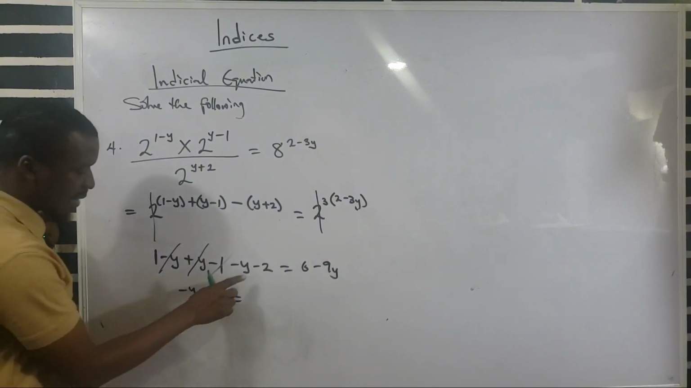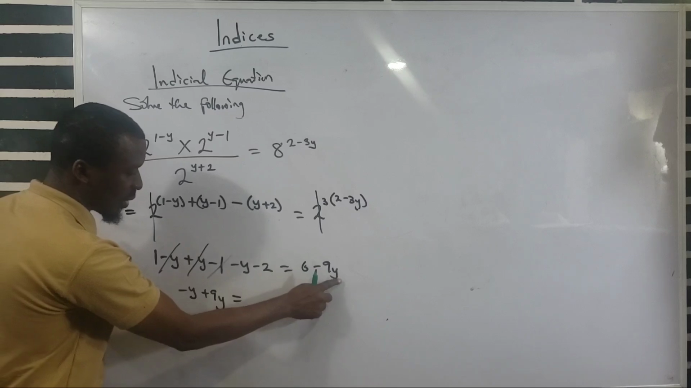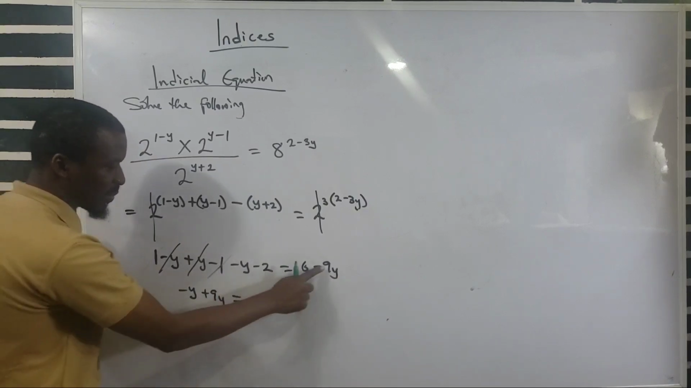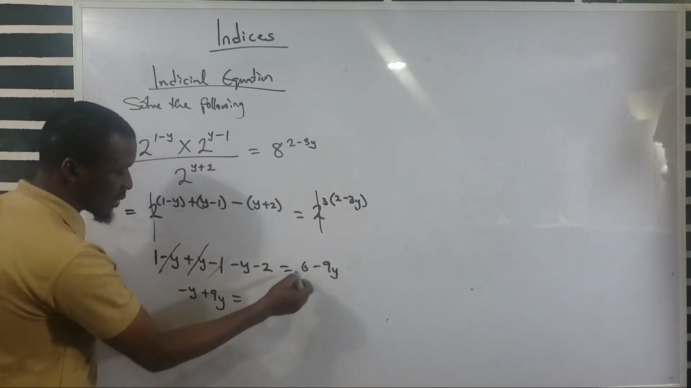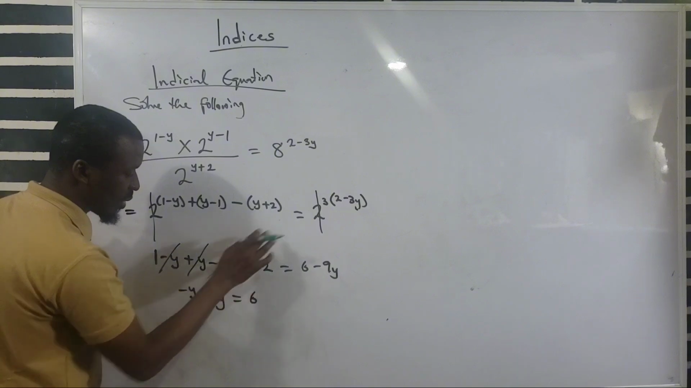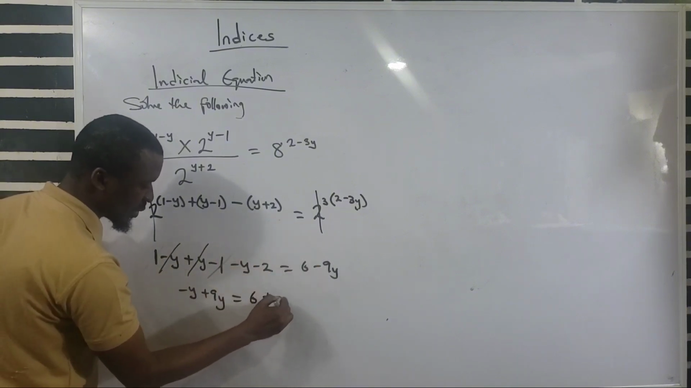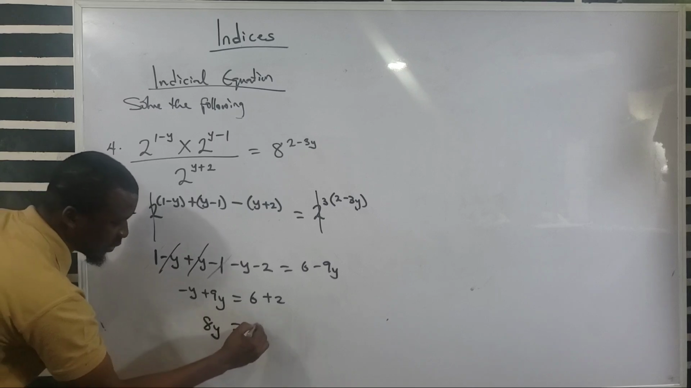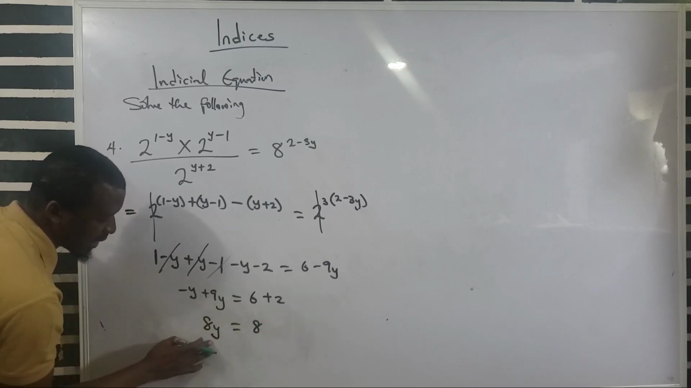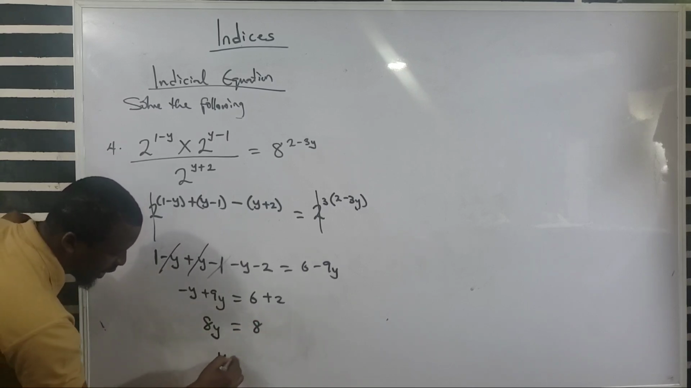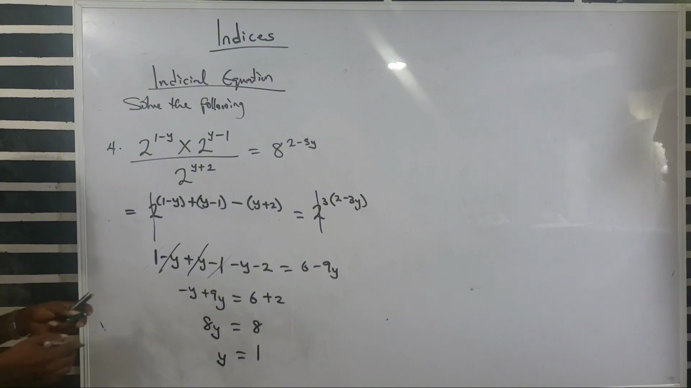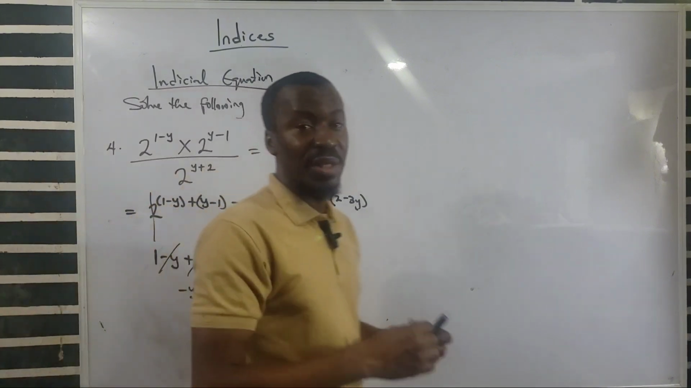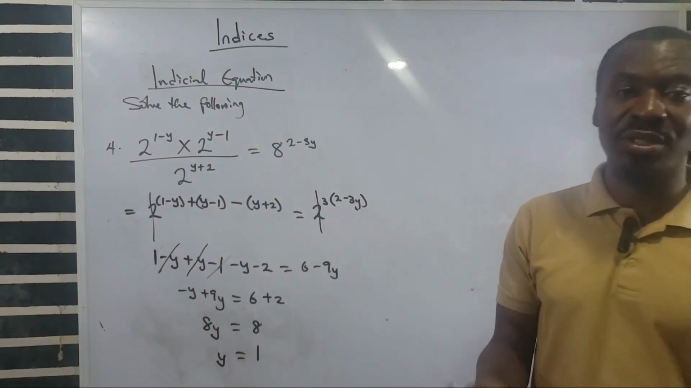Okay, so I have only y. So this one coming over will become plus because it was minus. Equal to, I have 6 there. This one moving over will give us plus 2. So these two here will give us 8y equals to 8. Divide both sides by 8. You have that y equals 1. You can see that the question is not difficult at all.